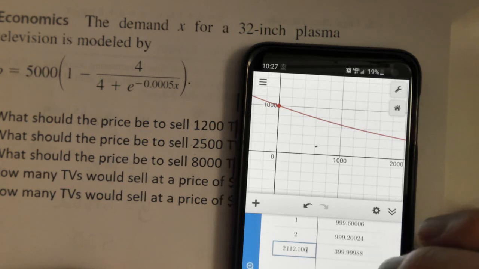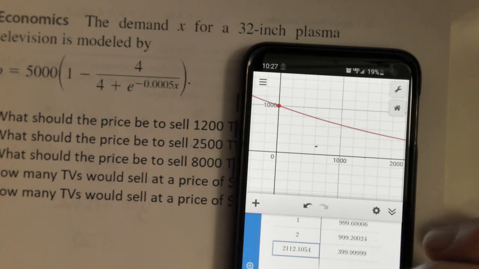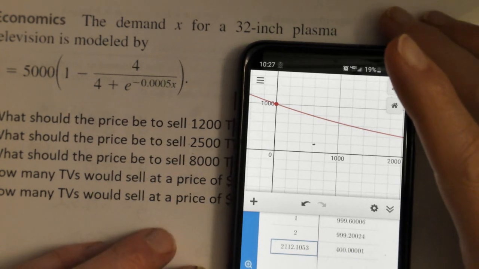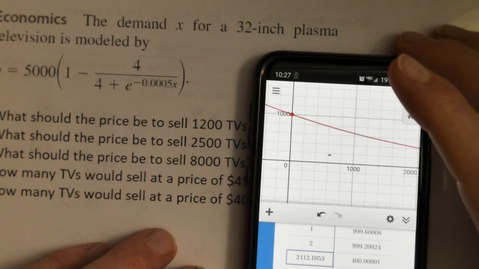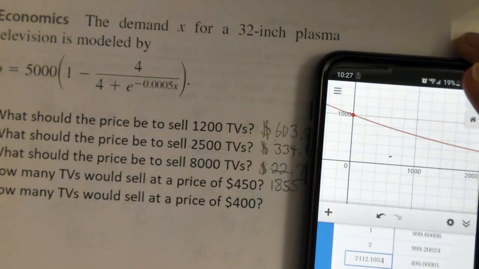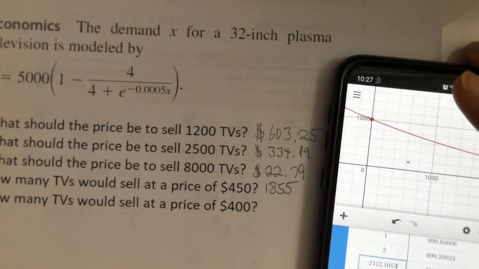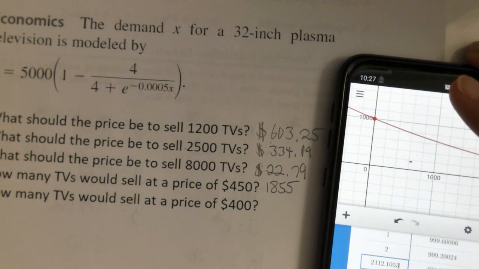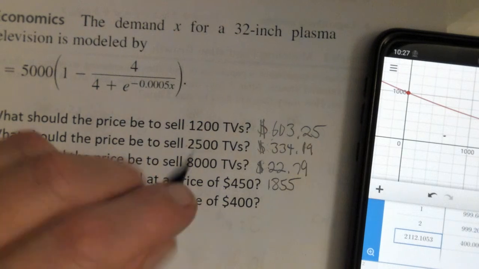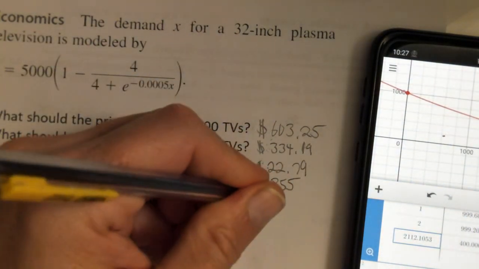0.6. So it's between 0.5 and 0.6, but 0.5 is really close. What about 0.54? 0.53? So 0.53 is really close at 400.0000001. And so we know that we can round that down. 2112.10, and we'll just round that down to 2112.